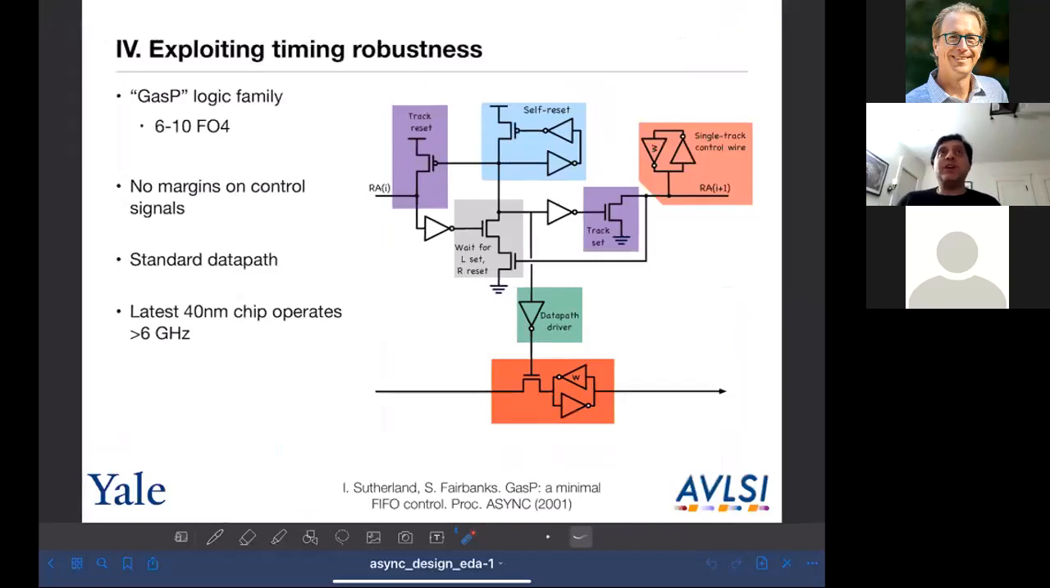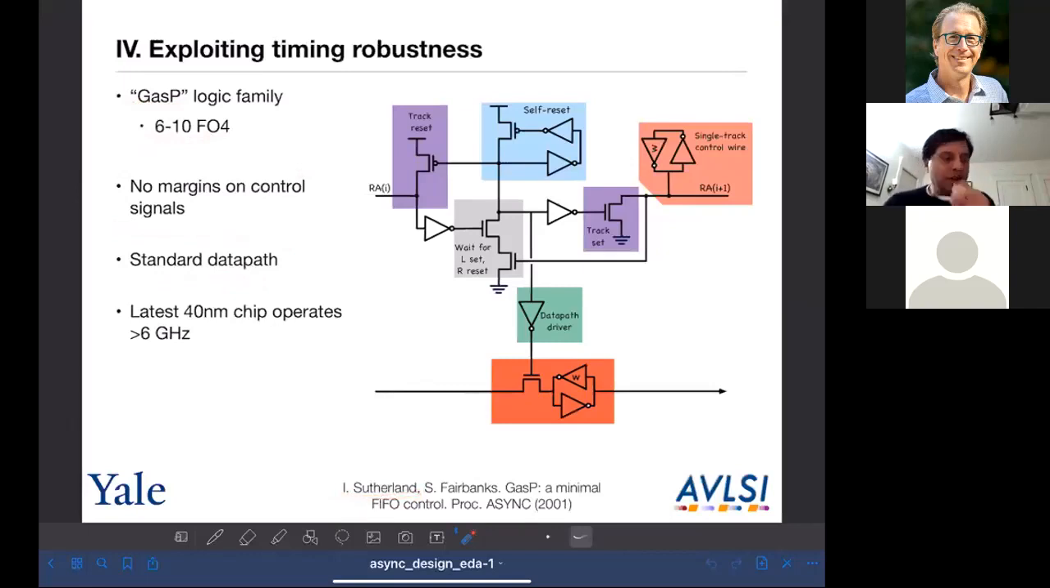Another place you can exploit timing robustness is trying to get your circuits to run really, really fast without worrying about timing margins as much as you would have to in the clock domain. This is a logic family that was developed by Ivan Sutherland. They came up with a fun acronym called GASP, and the idea was you should gasp at how fast the circuit's running. They developed this very nice logic family with no margins on control signals with a standard data path that can run at roughly 6 FO4 cycle time, which is basically hard to beat and still have your circuit oscillate.